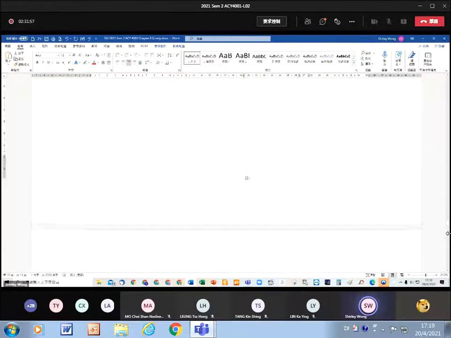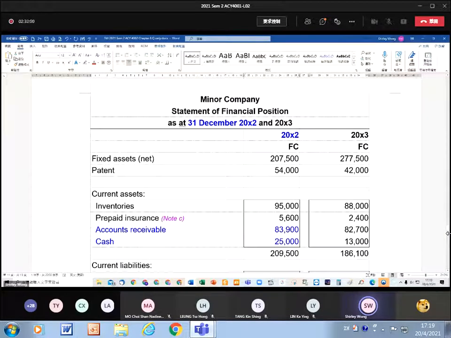At the same time, we can also read the statement of financial position at year-end day. Here has the prepaid insurance. It is also referred to note C.